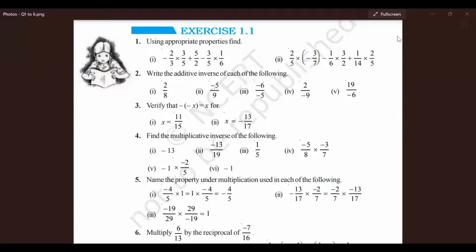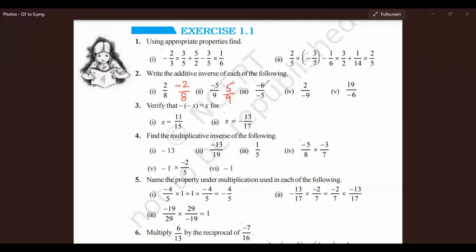Question number 2: write the additive inverse of each of the following. Additive inverse we have to write down. I have already discussed additive inverse. What we do in the case of additive inverse, basically, I'll just write over here. Additive inverse means nothing you have to do, just change the mathematical operation. Plus would become minus, minus would become plus. So 2 by 8 is positive, it would be negative. So this is the additive inverse of 2 by 8. Similarly, the additive inverse of minus 5 by 9 would be 5 by 9. Like this, we'll solve.